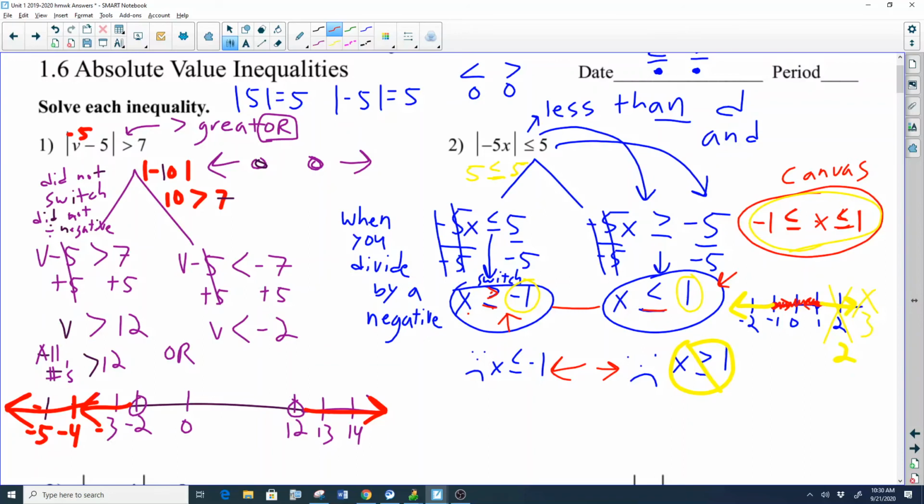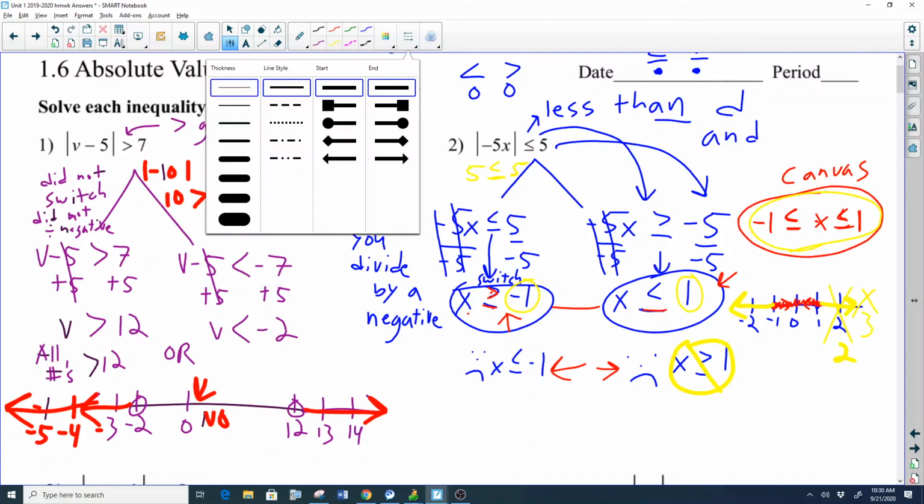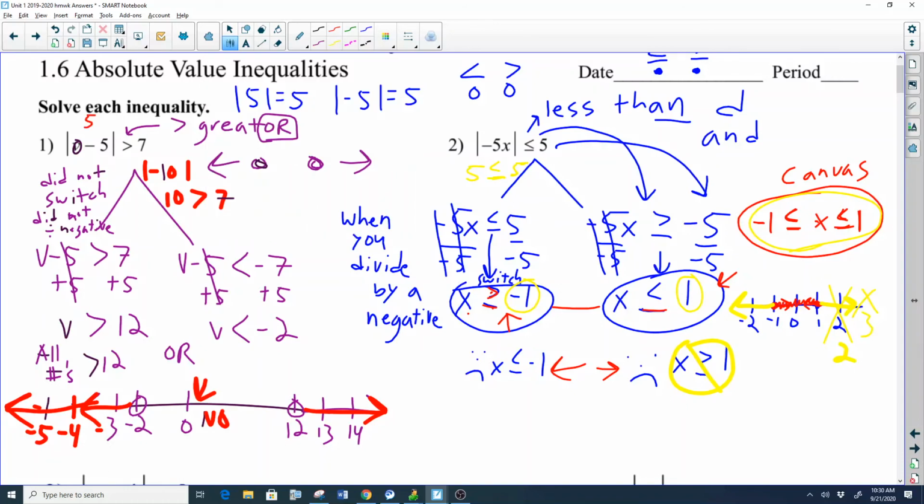So that works. If we plug a 0 in, because that's not in the solution set, it shouldn't work. So let's say, for example, 0. 0 minus 5 is -5. The absolute value of -5 is +5, which is not greater than 7, and that's why 0 does not work. Then if you plug in 13 or 14, that will work. So again, here's our solution.